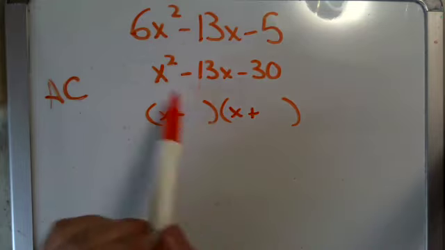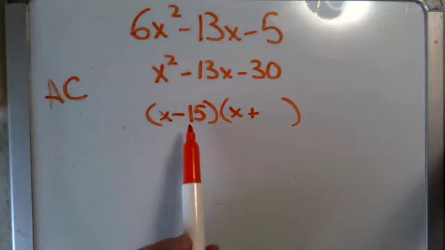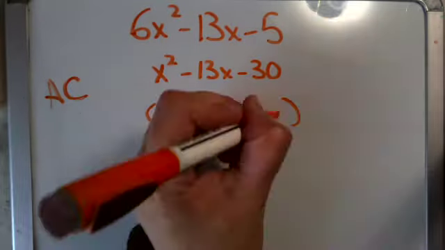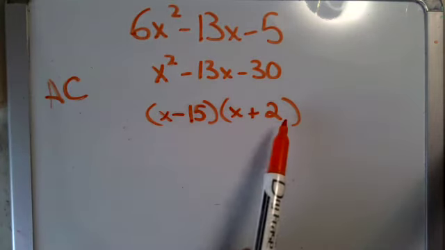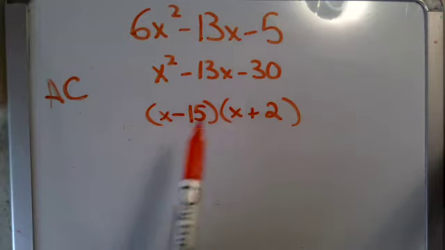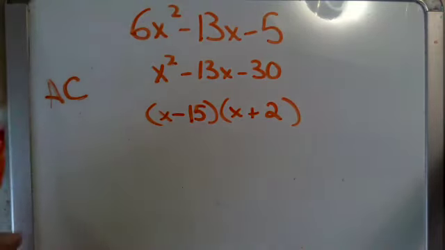If we want our middle term b to be negative, that means we need the larger of those two factors to be negative. So that's negative 15 and positive 2. Now, are we done? Absolutely not, because we can see that if we multiply this all out, our x and our x is not going to multiply to be a 6x. So our final step is as follows.